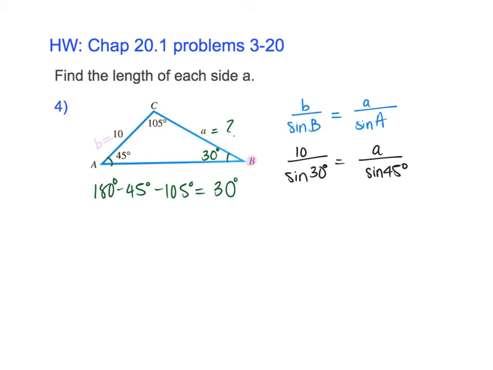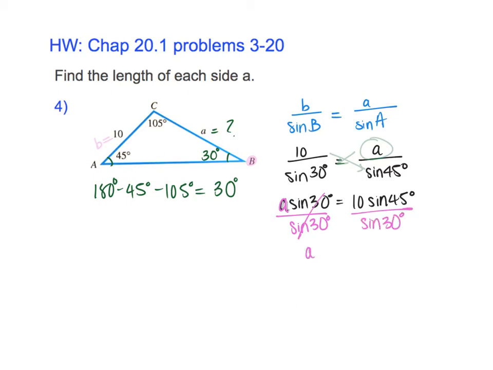So if I were to solve this, I need to get a by itself. To do that, I have to get it down from that fraction. One way you could do it is cross multiplication, which gets rid of the fraction. So a times sine of 30 degrees is equal to 10 times sine of 45 degrees. And then from there, notice that I'm trying to get a by itself, so I have to divide by sine 30 to get a by itself.